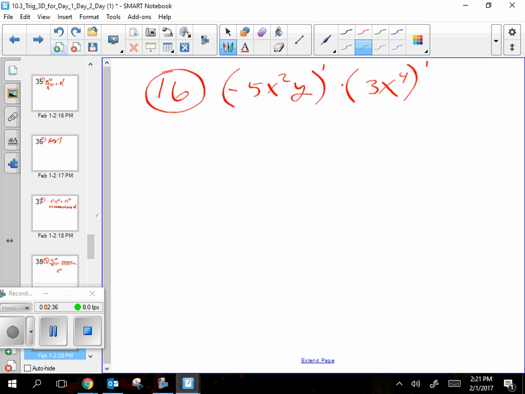You get we're on a different problem now? Okay, good. Be with me. Then I'm going to put everything to the one power right now. Negative 5 to the 1, negative 5. X squared to the 1, x squared. Y to the 1, y. Times 3 to the 1 is 3. X to the 4 to the 1. Ooh, I've got to multiply those. What's 4 times 1? It's 4. Everything stays the same, but I don't have parentheses anymore. Now I can just put stuff together. See? So when there's a parenthesis with no power on it, it's just like there's a 1 on it.